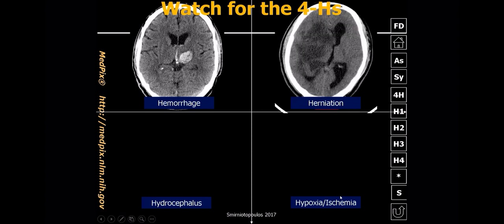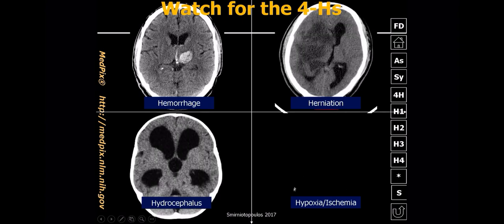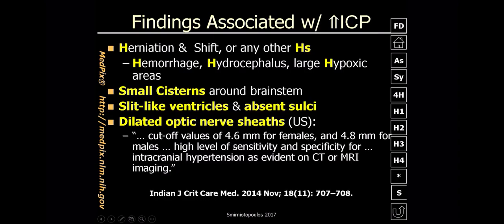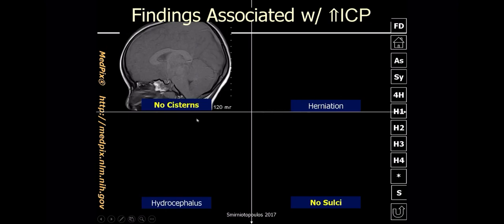So again, we look for these things. We look for hemorrhage, large mass lesions causing herniation. We look for hydrocephalus and hypoxia and ischemia, and these are the things that we commonly look for. Findings that are associated with increased intracranial pressure, a big debate: does the patient need to have an intracranial pressure monitoring device? Small cisterns, slit-like ventricles and dilated optic nerve sheaths are what's been reported in the literature. This patient had drowning and had diffuse cerebral edema, no cisterns.